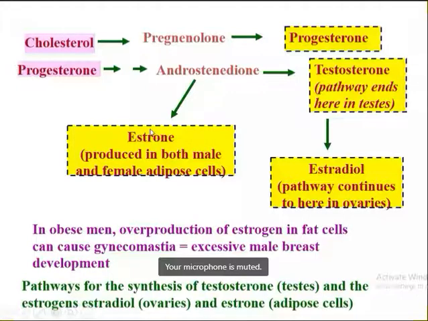Estrone is produced in both male and female in the adipose cells. Testosterone is produced in the testes, whereas estradiol is produced in the ovaries. In obese men, overproduction of estrogen in the fat cells can cause gynecomastia, excessive male breast development. So this is very important.